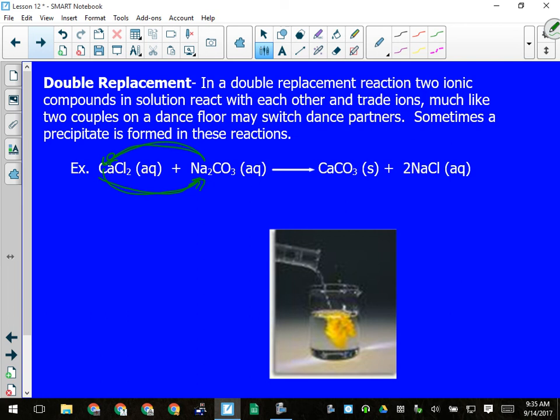Right, so how do you predict the state? Calcium carbonate, if I go on my solubility chart, it's not soluble. So I know then that it's going to produce a solid. This is soluble, so I write aqueous beside it. Ionic compounds only react with each other if at least one of them is in solution.